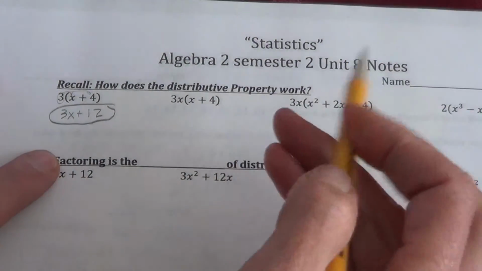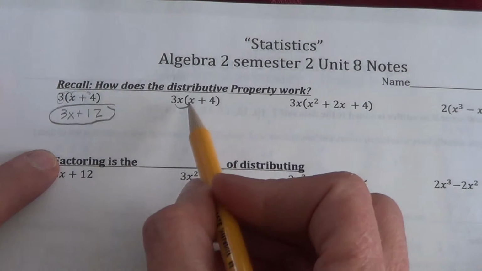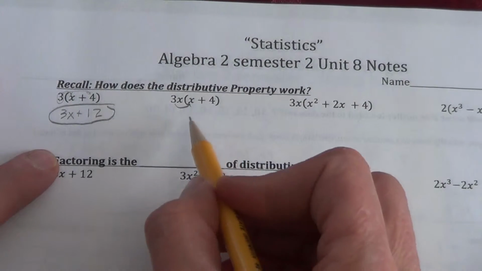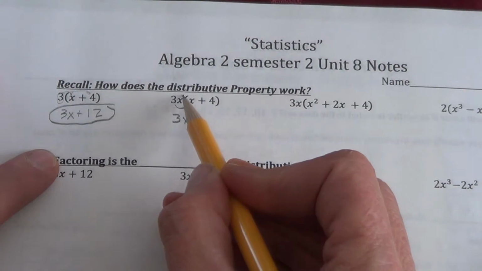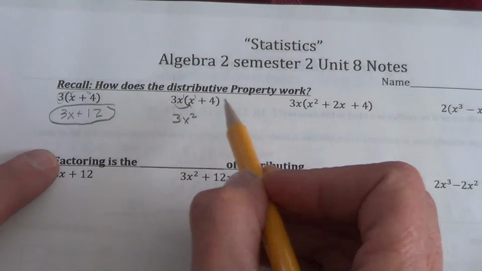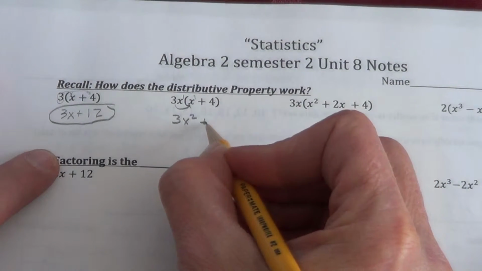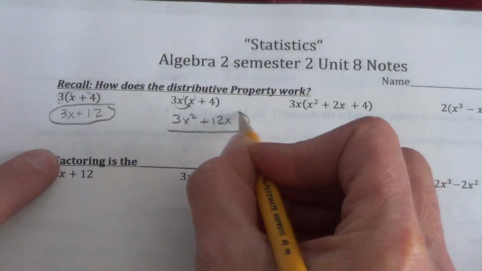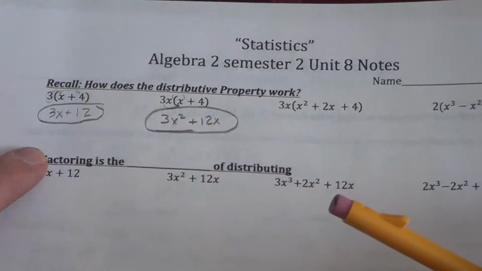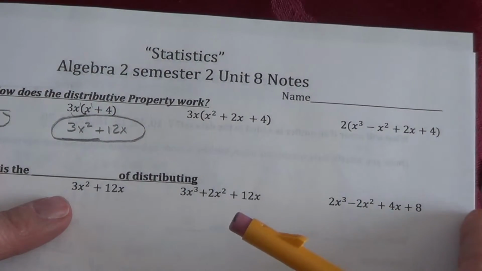The next one, 3x, I'm going to draw my arrows underneath since there's more room. 3x times x would be 3x squared. Remember, both those x's have an exponent of 1 and you add exponents when you're multiplying. Plus 3x times 4 would be 12x. Next one, go ahead and pause the video and feel free to do these and then come back on and check them.